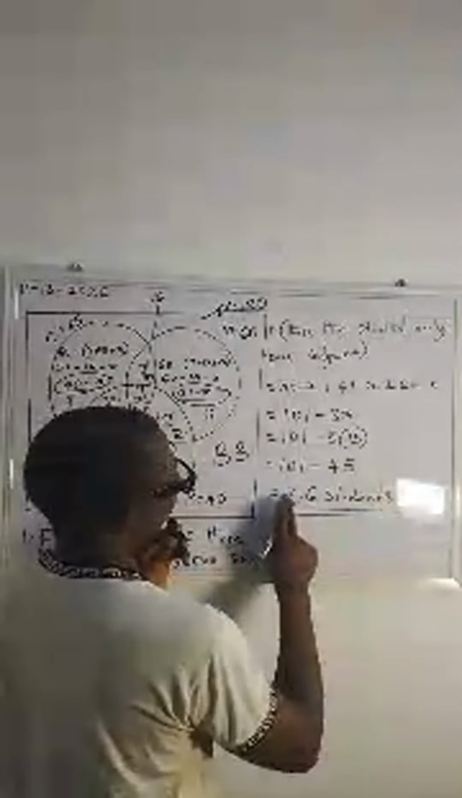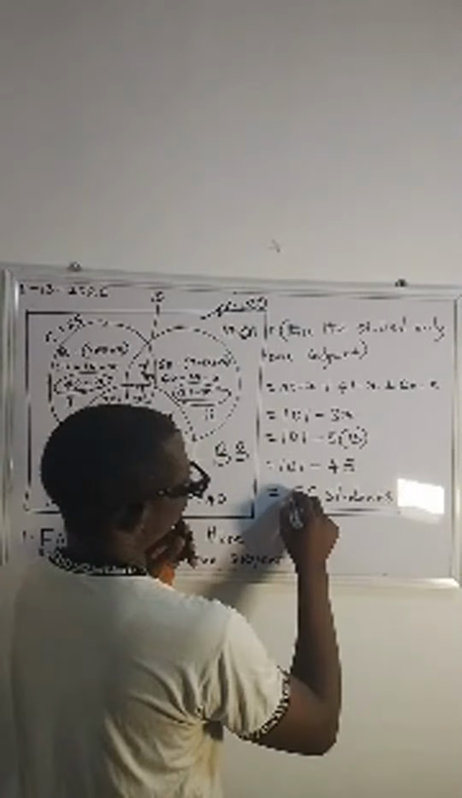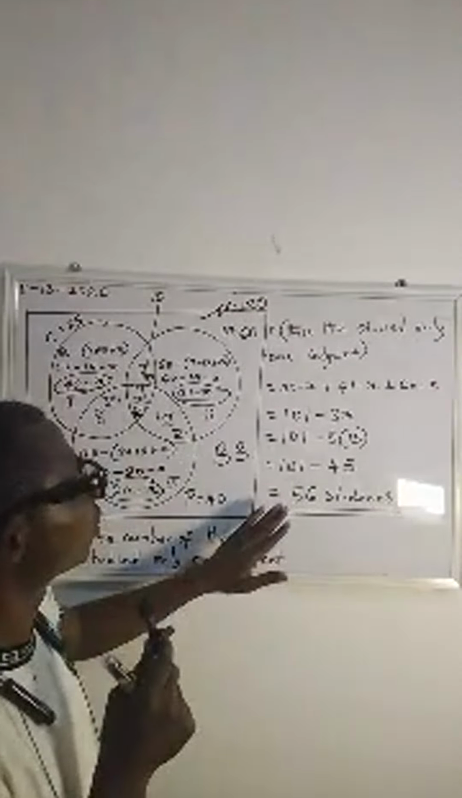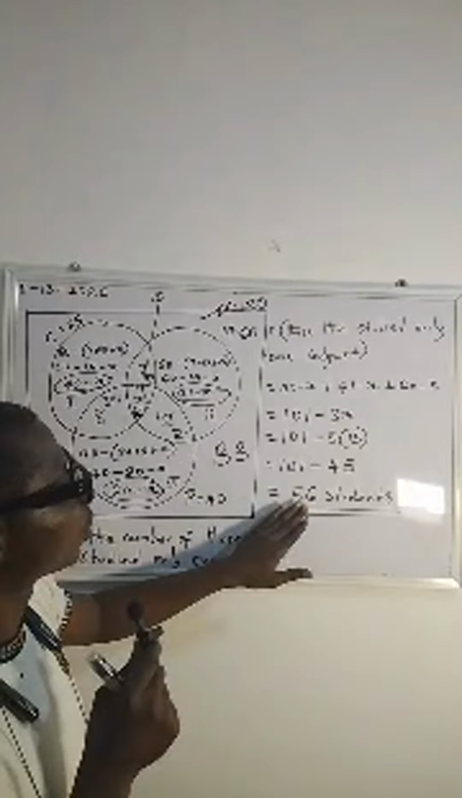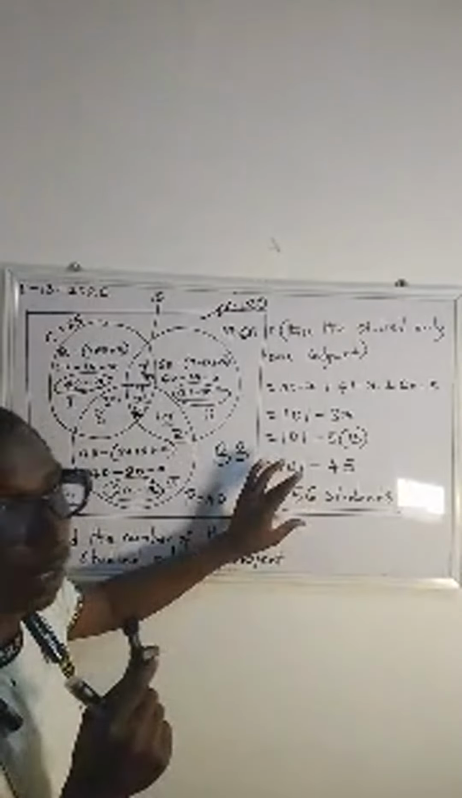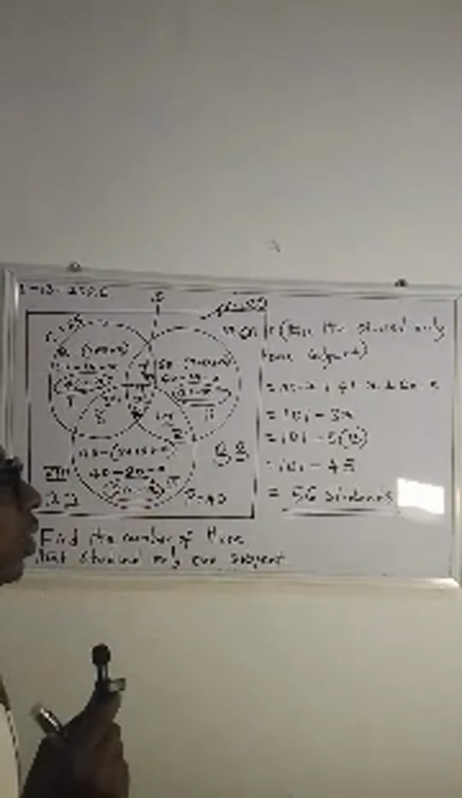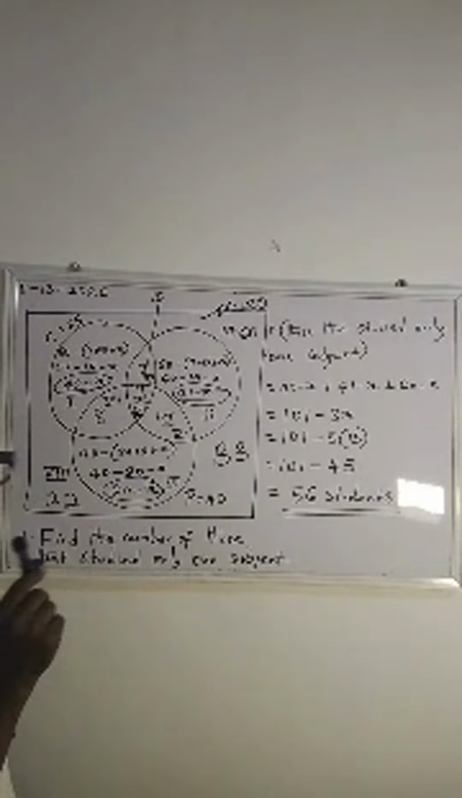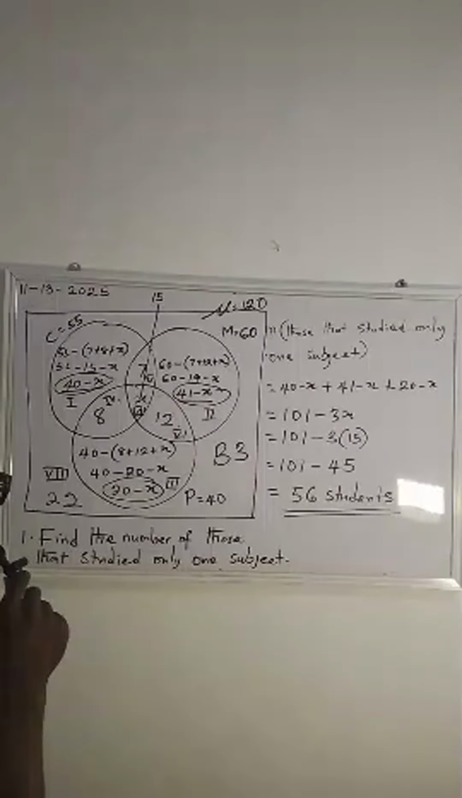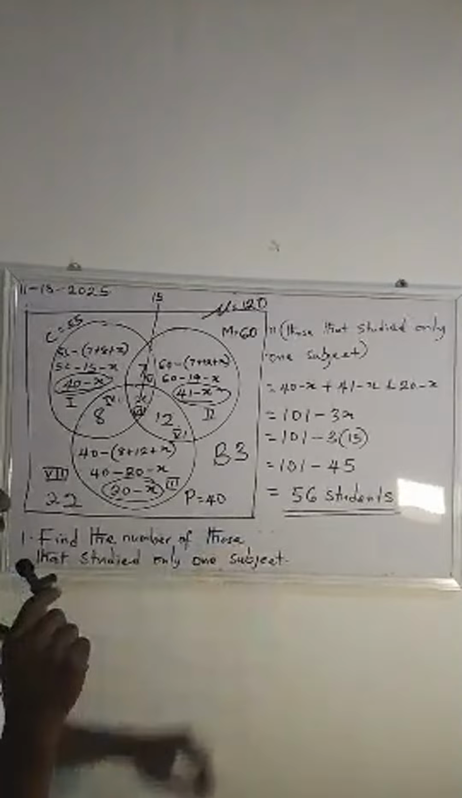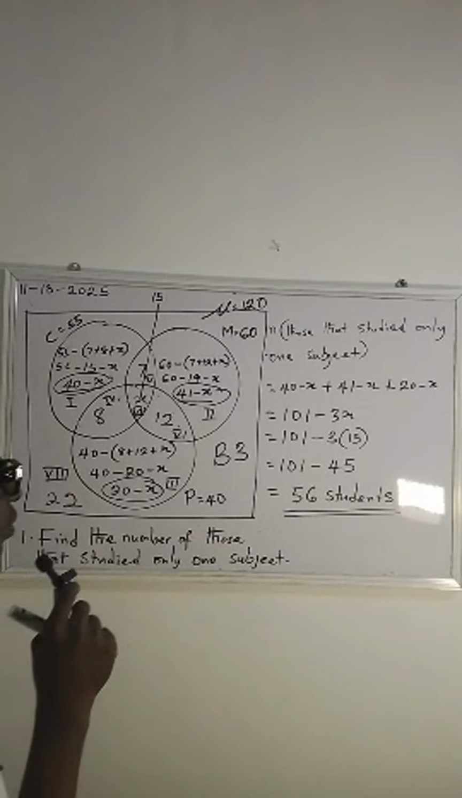I said 46, sorry, that should be 56. 56 students studied only one subject. 56 students study only one subject. I want to believe you get that. All right, so that is the answer to that problem.